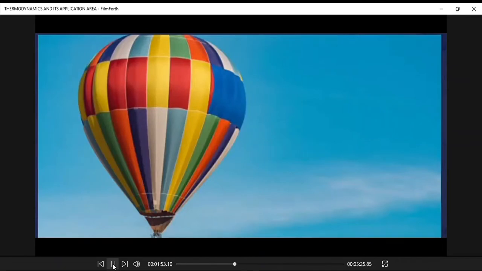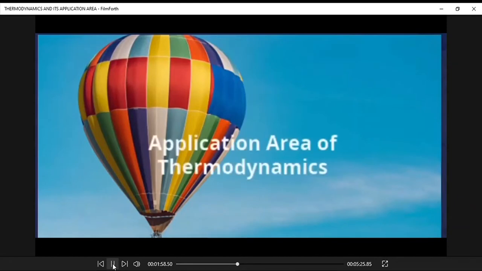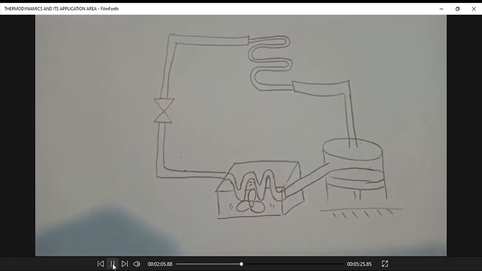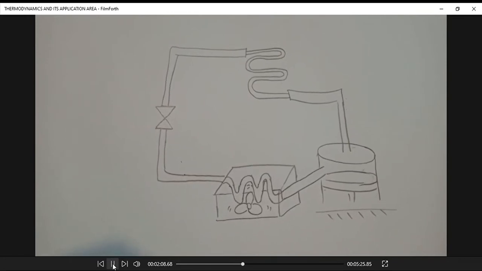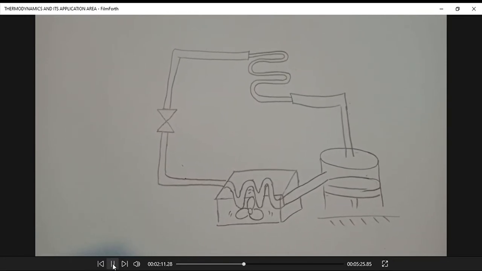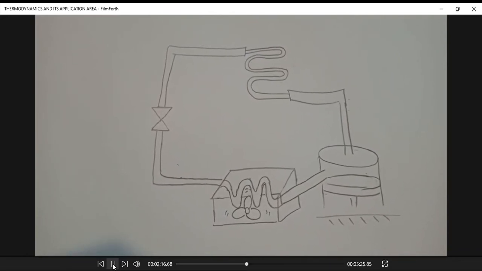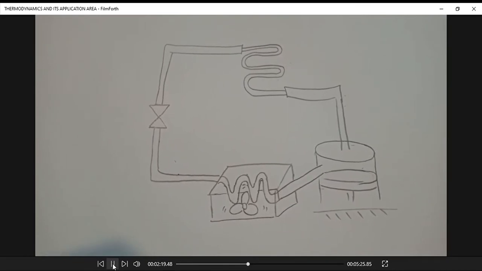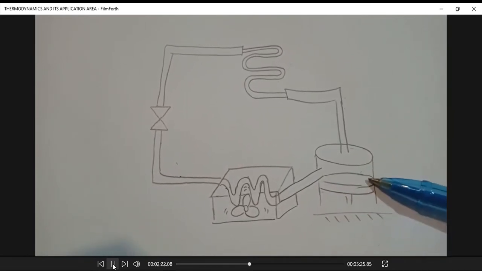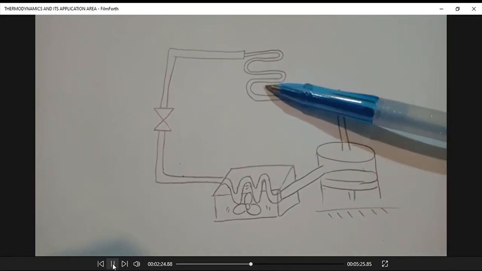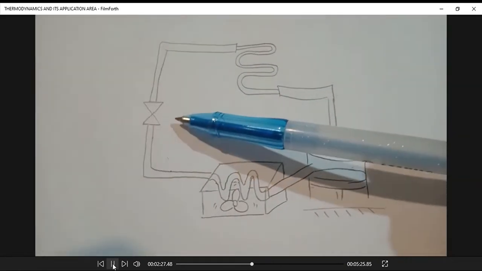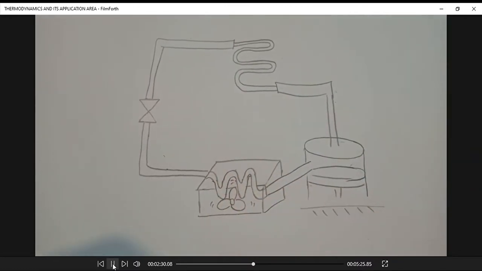Now we have already understood the basic concepts of thermodynamics. Let us see one of the examples of application areas of thermodynamics: a simple system inside an air conditioner. That is what we're going to use as our example for today's chapter. Here it consists of a compressor, a condenser, an expansion valve, and an evaporator with a blower motor.